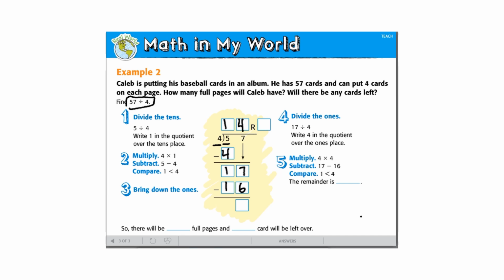See how your basic facts, if you don't know them, it's going to be really hard. Because you're trying to get as close to 17 as you can without going over. So now I subtract and I get 1. So that means there will be 14 full pages of cards, and you're going to have 1 card left over. My remainder is 1. So you've got 14 full pages of cards with 4 cards on each page, and then you've got 1 left over as a remainder.